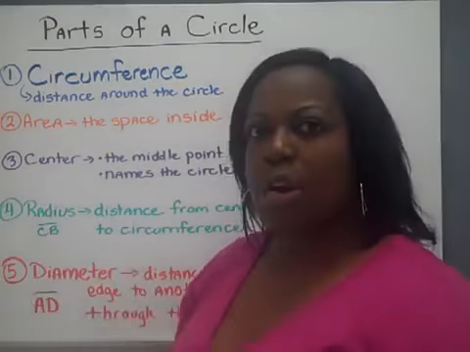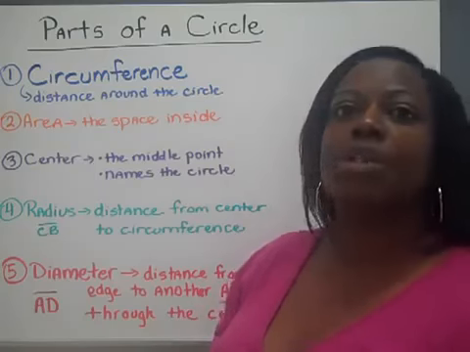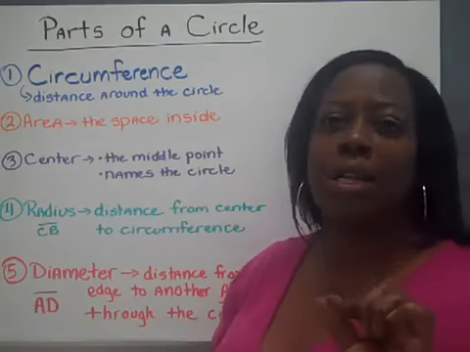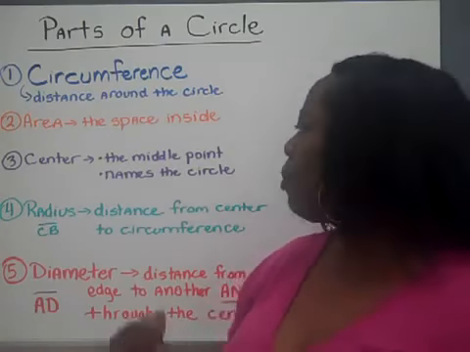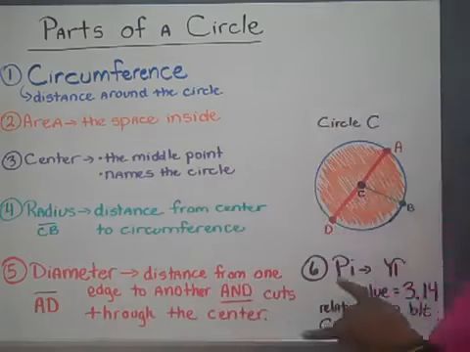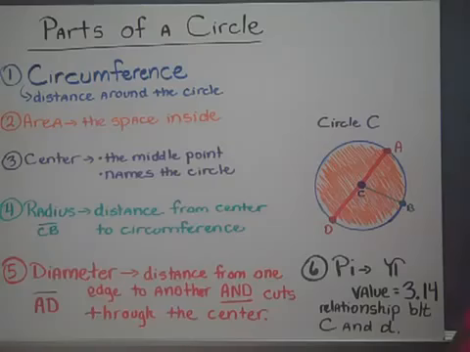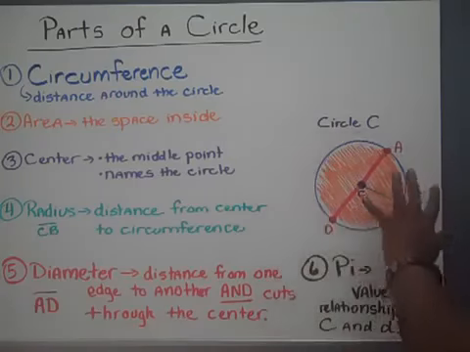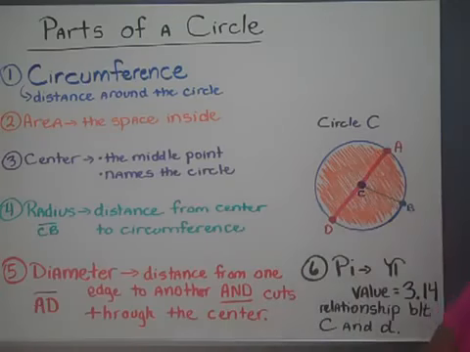Next is a very important part. It's called the center. The center is basically the middle point in the circle. The center is very important because the center is what names the circle. So in this example, our center point is called point C, which means this entire circle will now be called circle C.